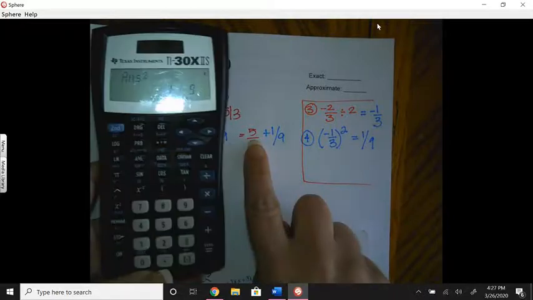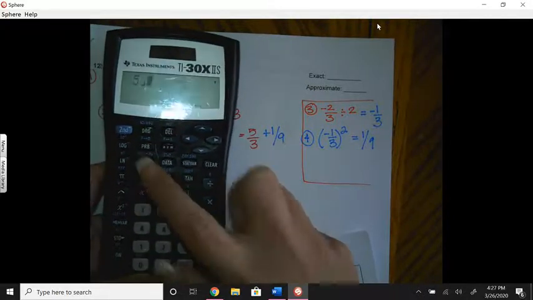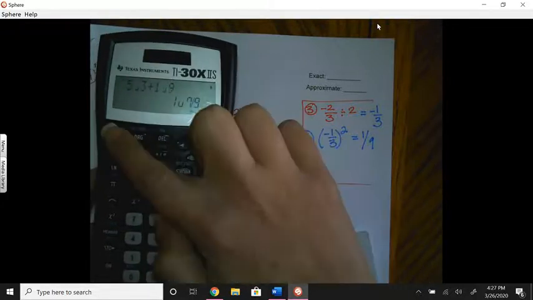So I'm going to go over here and do 5/3 plus 1/9. And I don't want mixed numbers, so I go to second ABC. And we get 16/9.